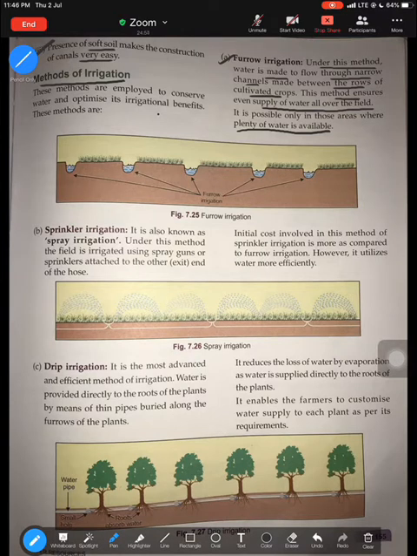So what happens? In between the crops, there's a path or road that is created from where the water flows and is distributed to different crops, and it is only possible in areas where there's ample supply of water.